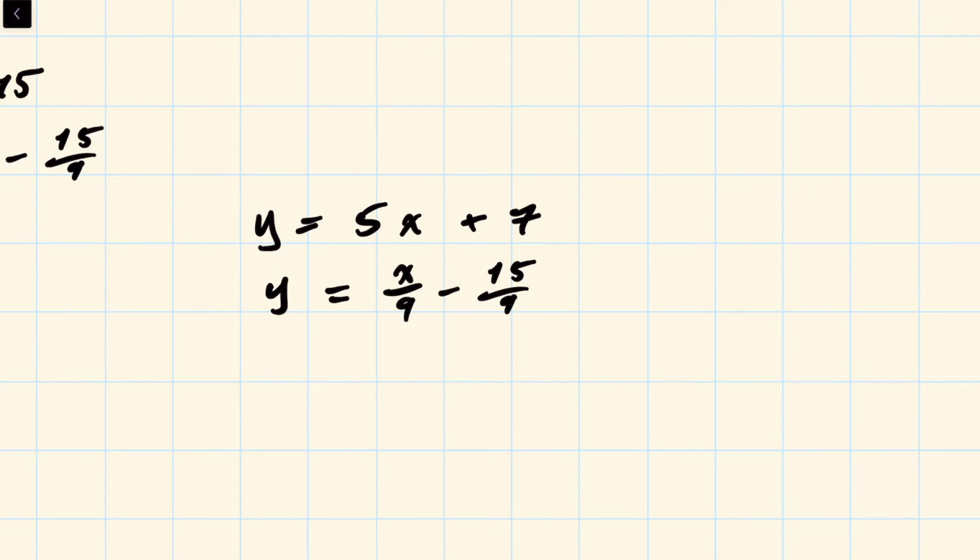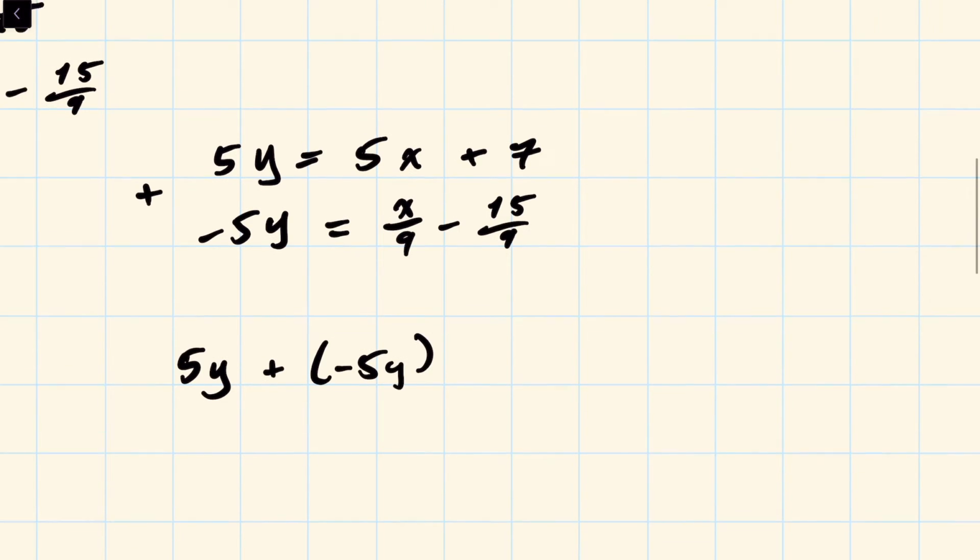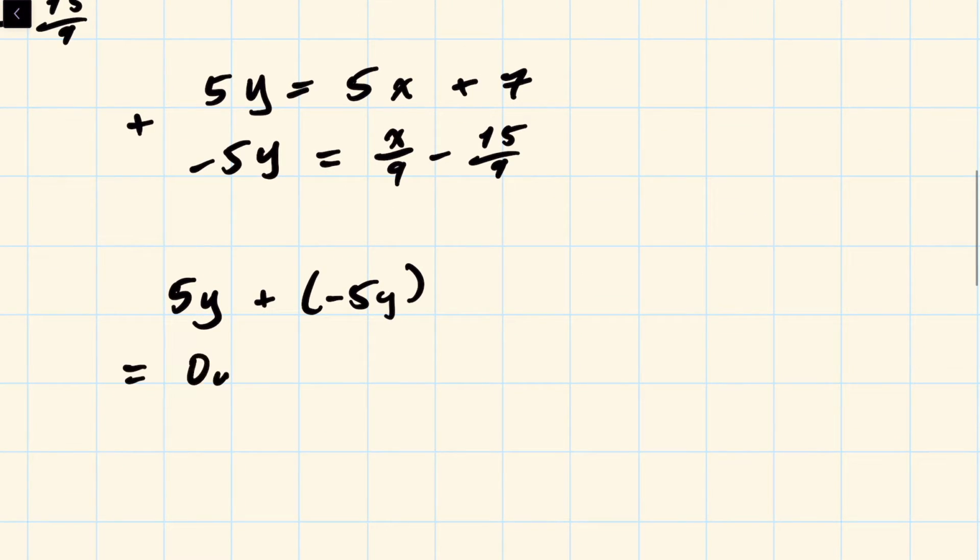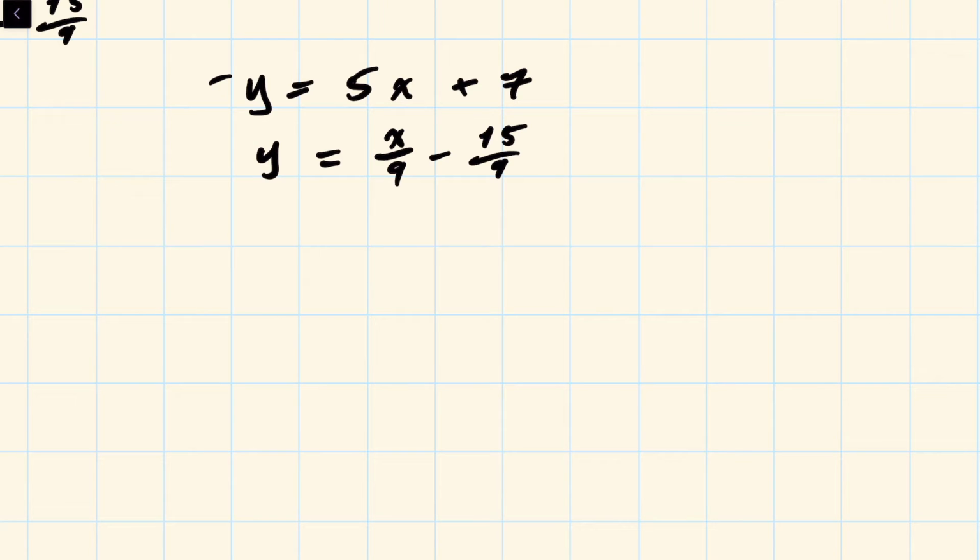If the coefficients are the same, you're going to be subtracting the equations from each other, right? If they're equal but opposite, say this was 5y and this was negative 5y, you'd be adding them, because 5y plus negative 5y is 0y, or just 0. And that's the point. We're trying to make it 0. But in this case, we're going to subtract, and you'll see why in a sec.